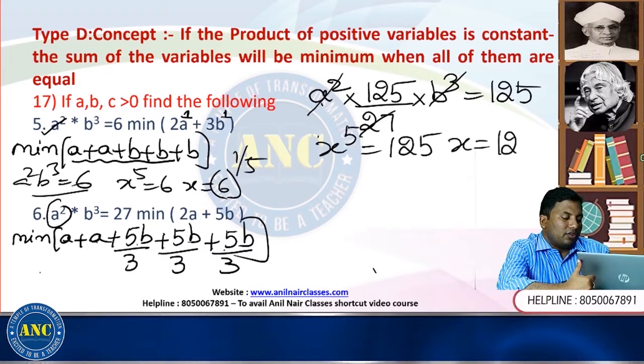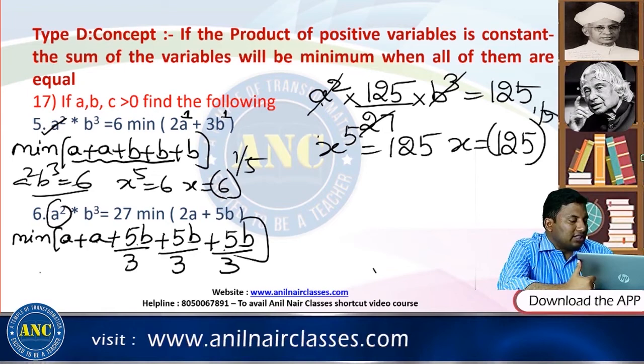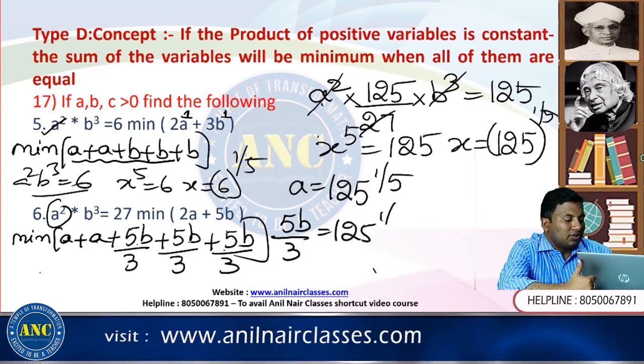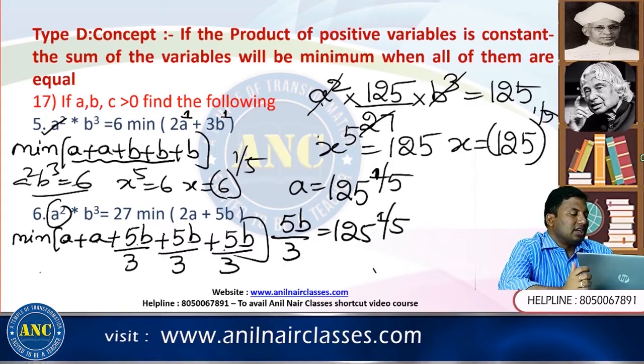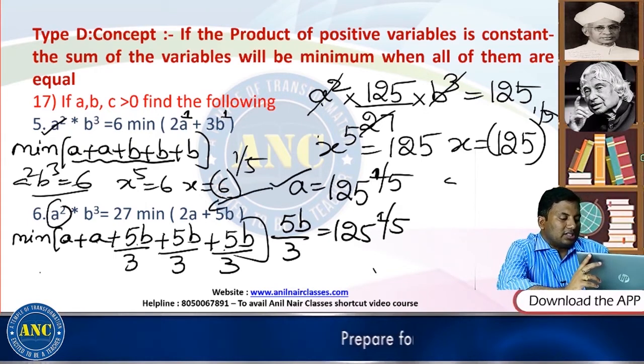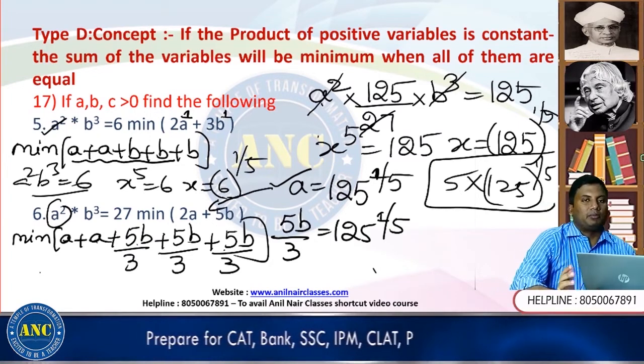X is 125 power 1 by 5. What is x value? X is nothing but a is 125 power 1 by 5, and 5b by 3 is 125 power 1 by 5. From both of these you will get the answer. A value 2a you will get, and 5b. Answer is 5 into 125 power 1 by 5.